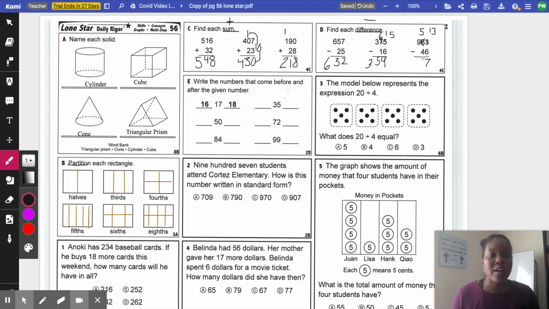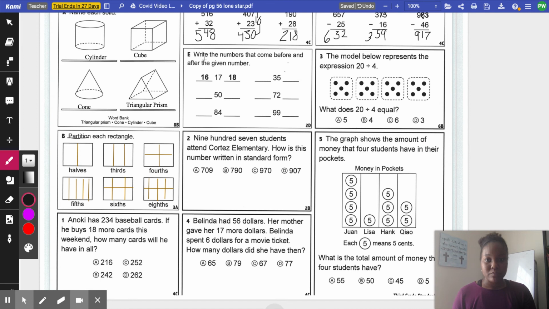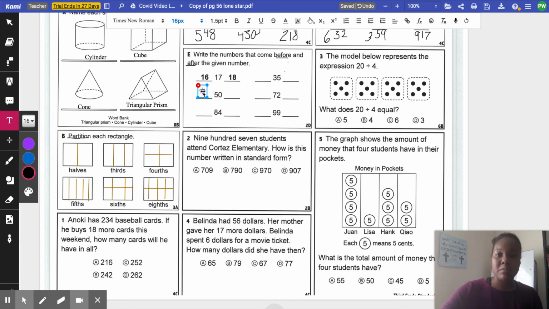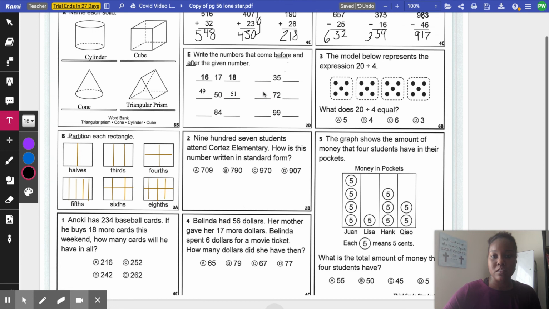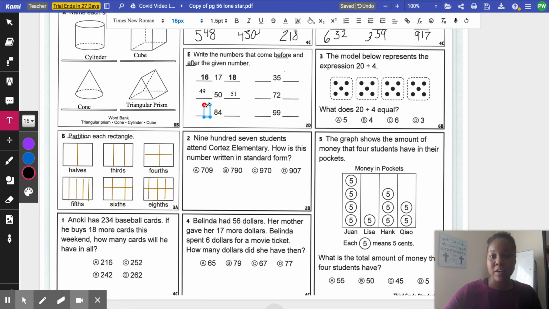5 take away 4 leaves us with 1. And 9 take away nothing is 9. So the difference is 917. Moving on to letter E. Write the numbers that come before and after the given number. So we're at the number 50. The number that comes before that is 49. What comes after 50 is 51. The number that comes before 84 is 83.